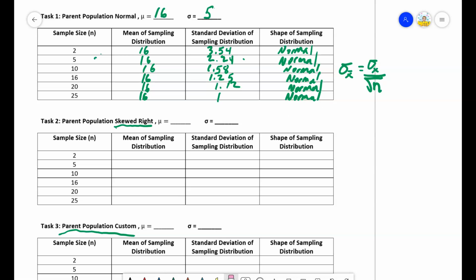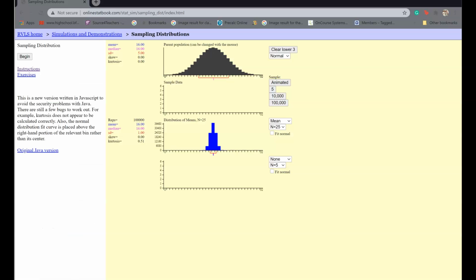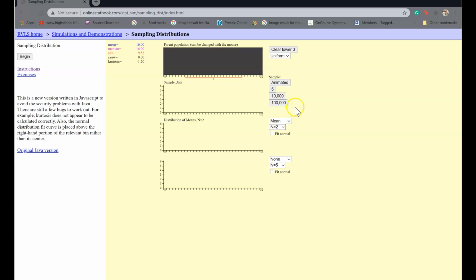So now what's going to happen if we make the original population skew to the right? Let me show you what I mean. So here we're going to go to the parent population and clear this. And you can see we can change the original population to uniform, like rolling a six-sided die like we did. And you saw that, this is our example in the warm-up. If I take 2 of these at a time and then start to average them, and I do that a bunch of times, look, we get a mound in the middle, just like we did with the dice.